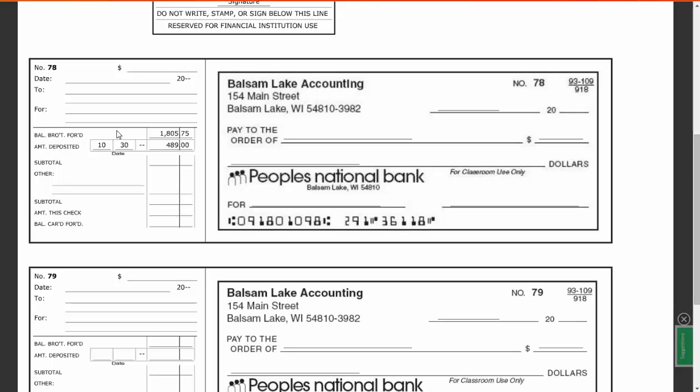Our current balance prior to doing anything on this check stub was $1,805.75. I have a deposit here of $489. Deposits increase the balance of my account. So I'm going to take $1,805.75 plus $489. And that new balance is going to go right here for the subtotal. You are not going to have a deposit on every check stub, but you will have it on some. So you should have your calculator open and go through and calculate your balance.